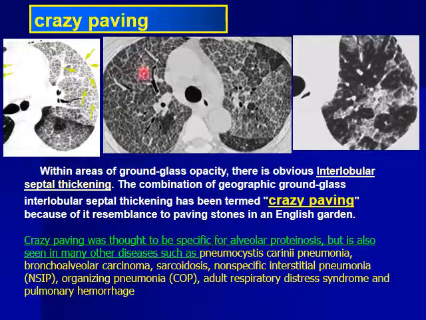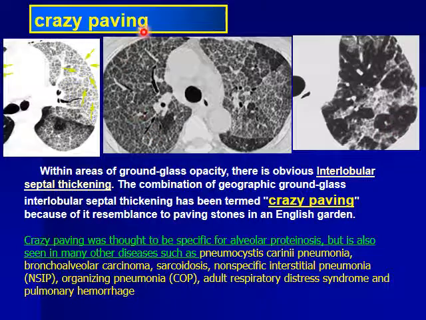Another sign which uses ground glass inside it, something called crazy paving. What is crazy paving? Crazy paving is constituted of areas of ground glass opacities and interlobular septal thickening. Okay? Combination of both septal thickening and ground glass opacities. Can be heavy like this, moderate like this, or sporadic like this.